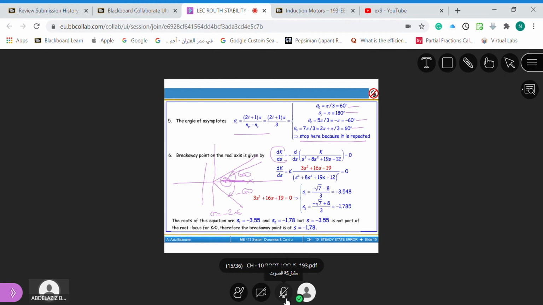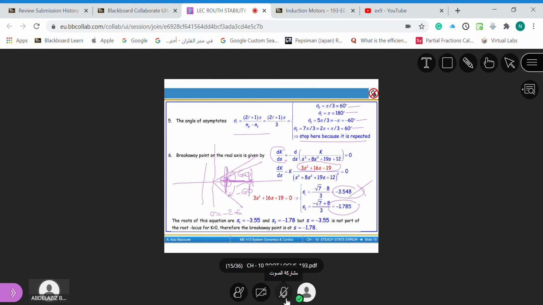Now we found, when we solve this equation equal to 0, we have 2 roots, minus 3.5 and minus 1.78. Minus 3.5 is not part of the root locus because it's not from here to here. It should be from here to here. It's not. So this one will be discarded, and we take only this one.